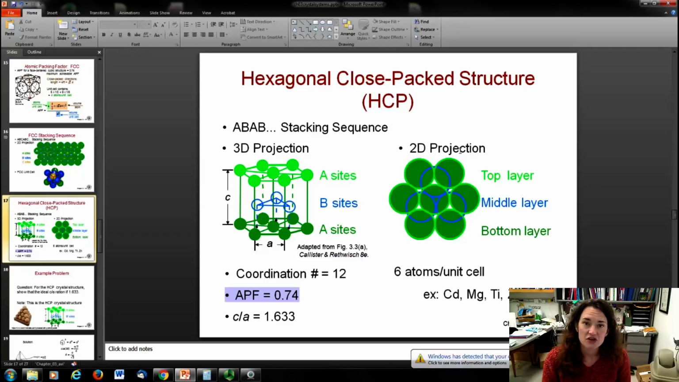The hexagonal close packed, or HCP structure, is the next one on our list. This one has an AB-AB stacking sequence. All right. The structure of this one is slightly different. Here you see a very hexagonal looking thing. You have a hexagon here, and then you have an atom at the center of the hexagon.